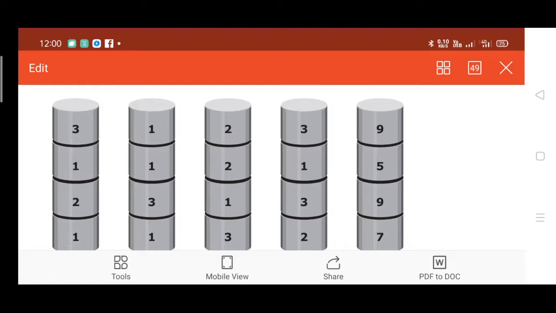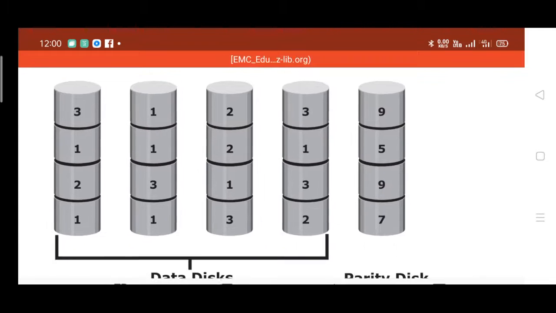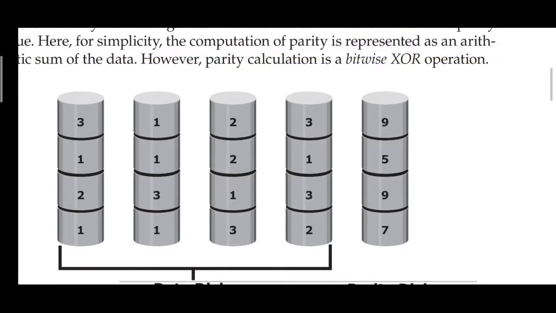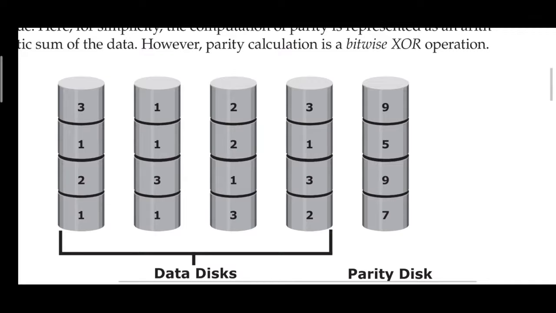A simple calculation you can see: 3 plus 1 plus 2 plus 3, that is 3 plus 1 is 4, plus 2 is 6, plus 3 is 9. That is the value. I actually perform the XOR operation, but for simple understanding it is given like this here. The parity values are computed by the RAID controller circuit. Then the second row parity value you can compute: stripe 2 parity value 1 plus 1 plus 2 plus 1 is 5, then 2 3 1 3 is 9, 1 1 3 2 is 7, and 2 plus 3 plus 2 is 7.